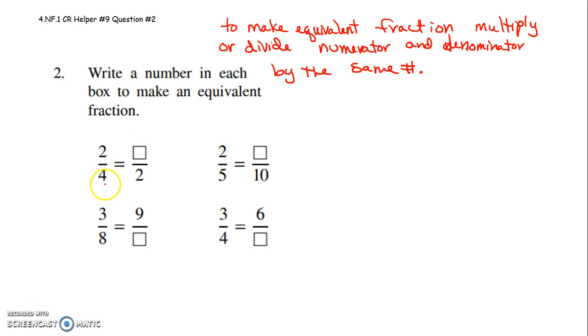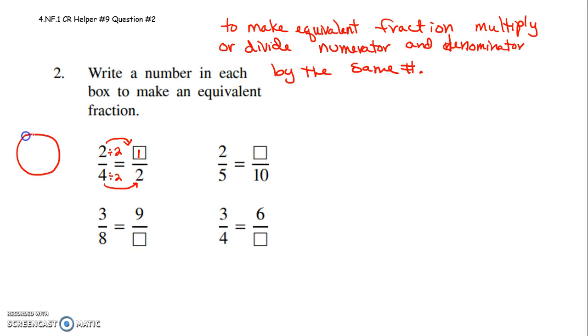Okay. So here, I look at the part I know about. I say, how do I get from 4 to 2? Oh, 4 divided by 2 is 2. If I'm going to divide the denominator by 2, I must also divide the numerator by 2, because 2 over 2 is a fancy form of 1. 4 divided by 2 is 2. 2 divided by 2 is 1. So 2/4 is the same as 1/2.